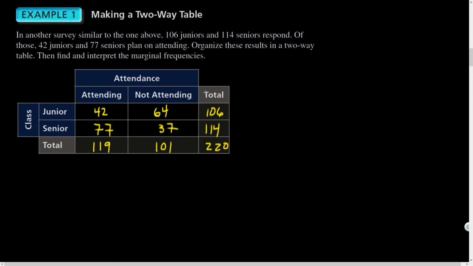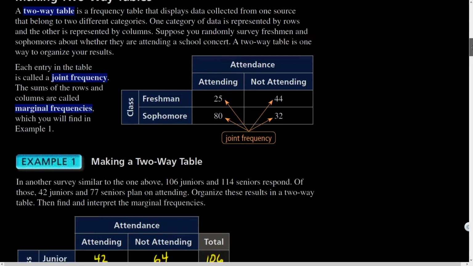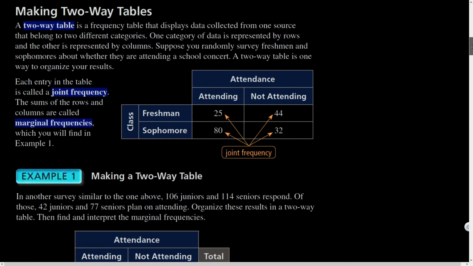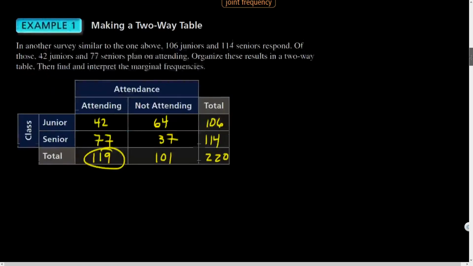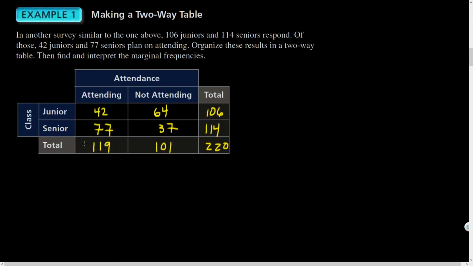All right, and so I've got the marginal frequencies already figured out. Boom. As far as then find and interpret: 119. Oh, that's a valuable piece of information. What are we even attending? I don't even know. What are we attending? Something. They're attending something. School concert. Boom. All right. So this piece of information is good to know, like how many people are in the audience.